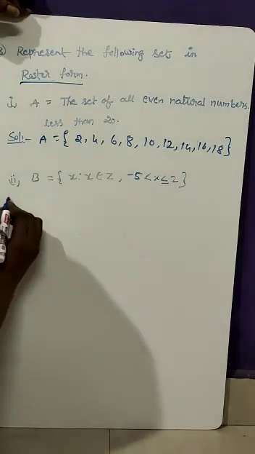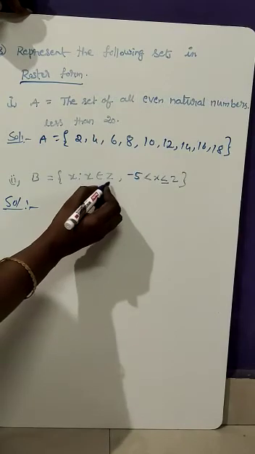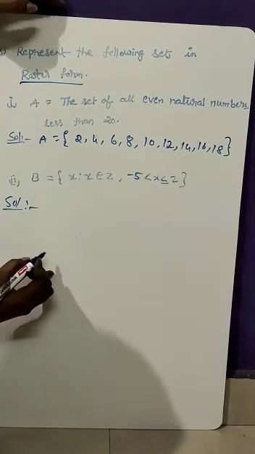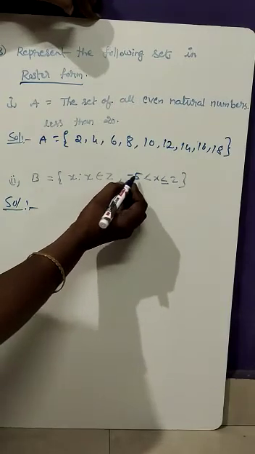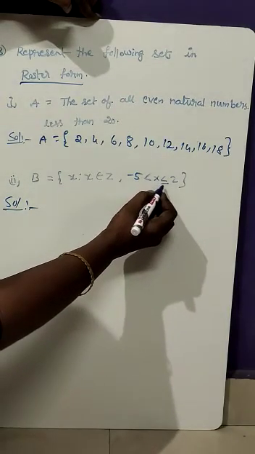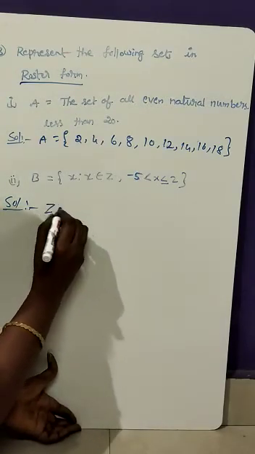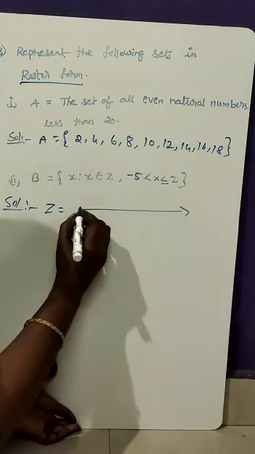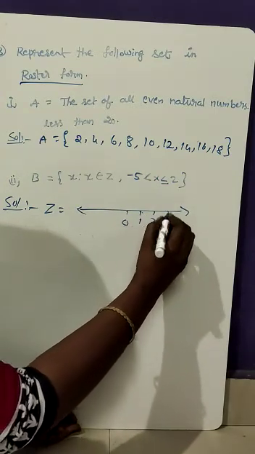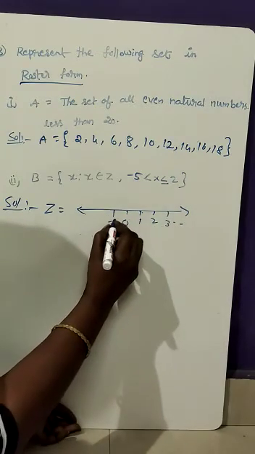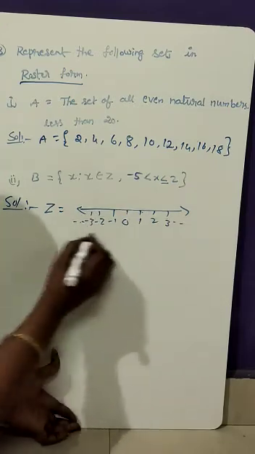And this last one is B is equal to x such that x belongs to Z. Z means integers. They are giving some limitation on the numbers, that is minus 5 less than x less than or equal to 2. Let me draw the integer number line: 0, right side positive numbers and so on, left side negative numbers and so on. So these are the integers.